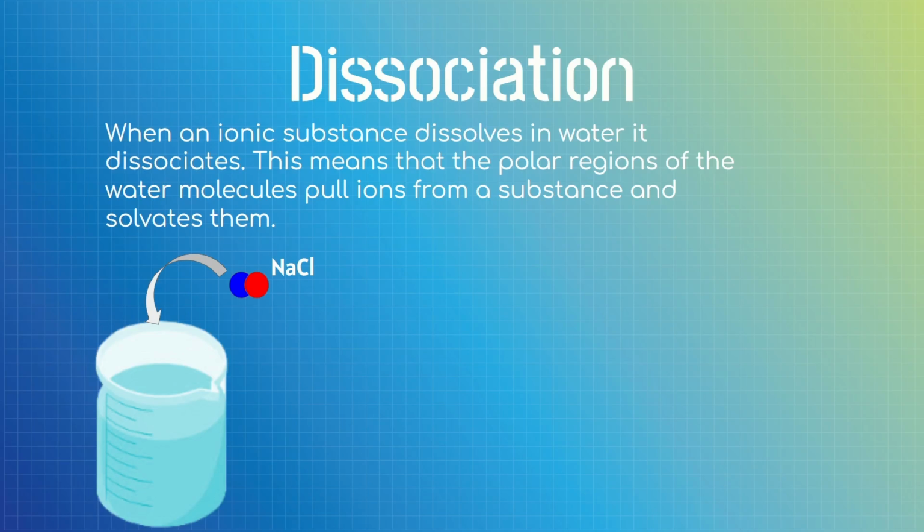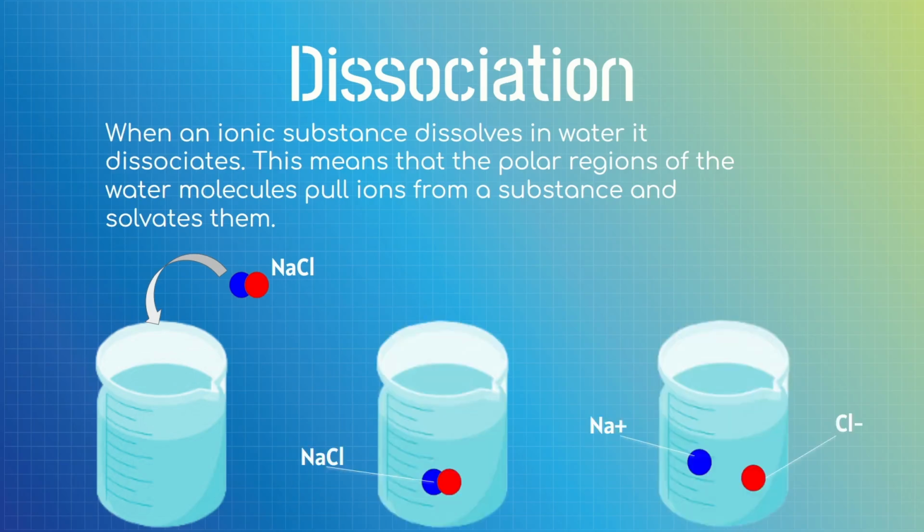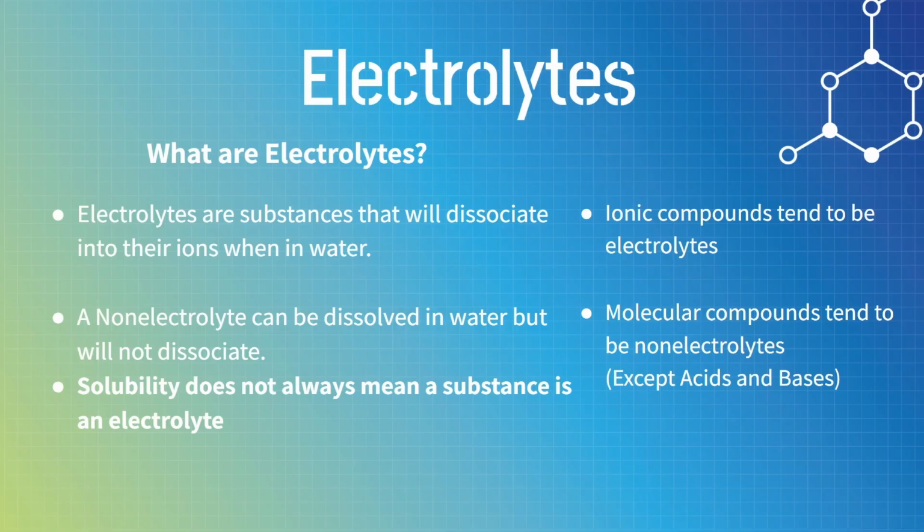When an ionic substance dissolves in water, it dissociates. What that means is the polar regions of the water molecules pull ions from a substance and solvate them. So for example, if we put NaCl into a beaker of water, it will dissociate into Na+ and Cl-. Electrolytes. What are electrolytes?